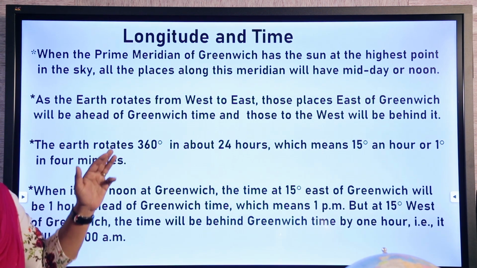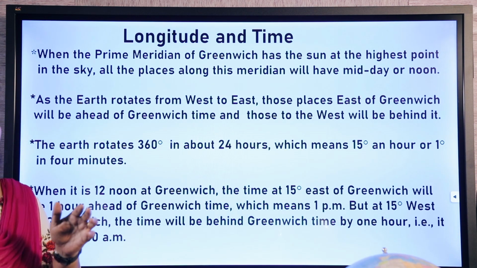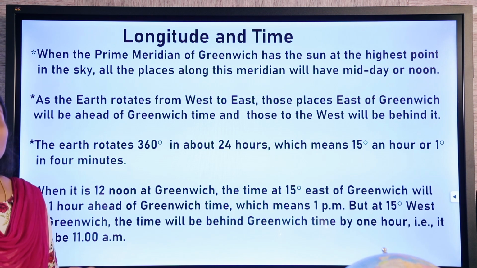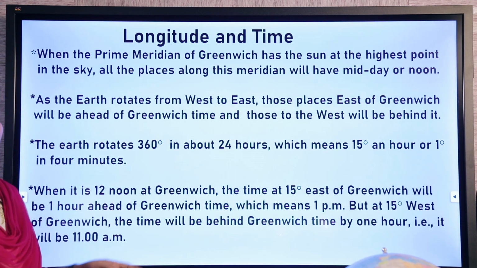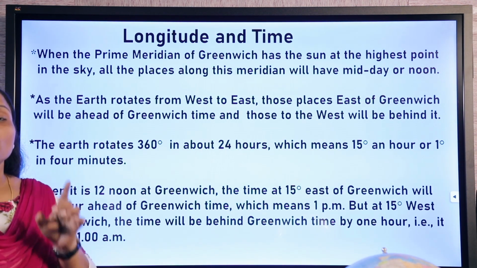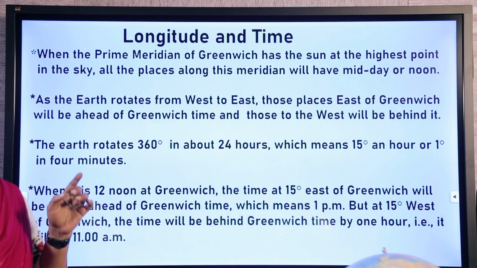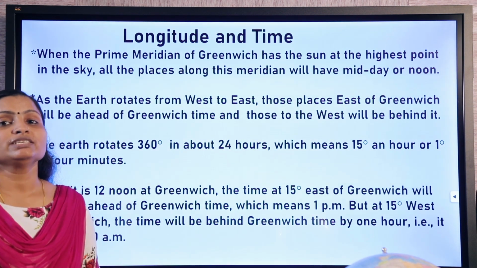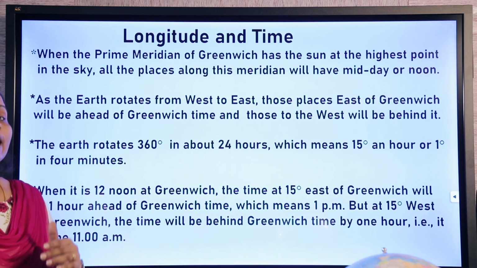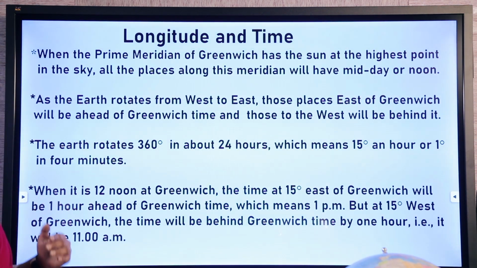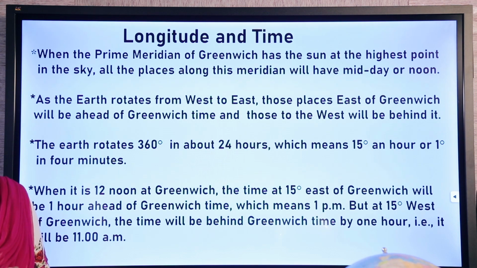See, the earth rotates 360 degrees within 24 hours, which means 15 degrees an hour or 1 degree in 4 minutes. It will take 4 minutes to cover 1 degree. When it is 12 noon at Greenwich, the time at 15 degrees east of Greenwich is 1 hour ahead of Greenwich time, which means 1 p.m. But at 15 degrees west of Greenwich, it will be behind Greenwich time by 1 hour, that is 11 a.m.